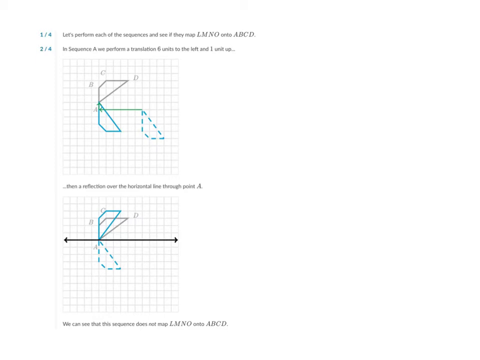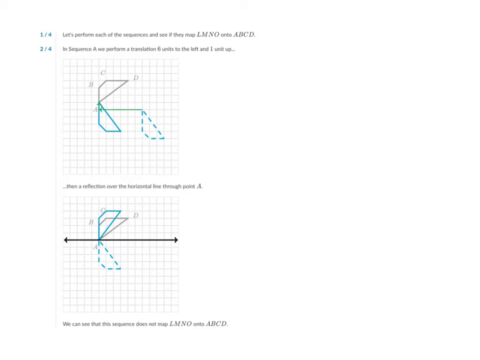We see that in sequence A, it says we perform a translation of 6 units to the left and 1 unit up. So this is where it was, and then we moved 6 to the left, 1 up. So this is where it is now. And then a reflection over the horizontal line through point A. So then it was reflected over. Now, we wanted it to map up exactly, and we see that these are two separate shapes. They don't lay directly on top of each other. So sequence A does not work.